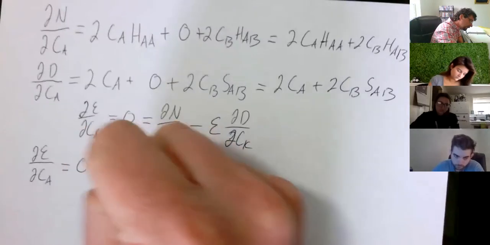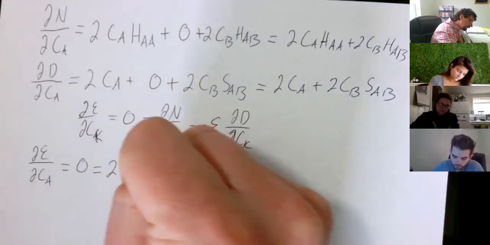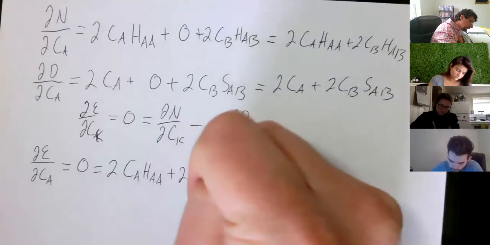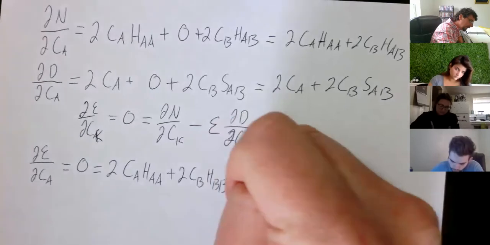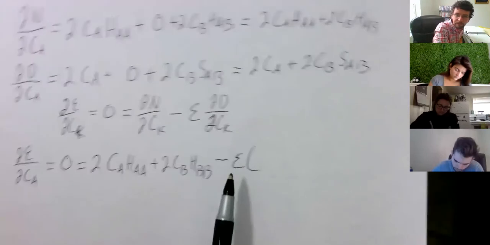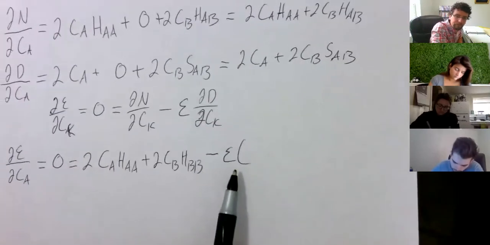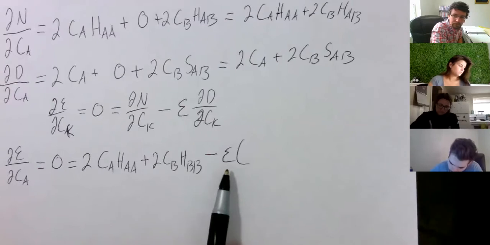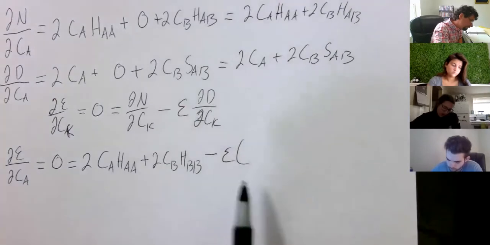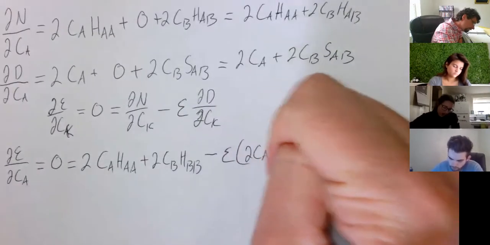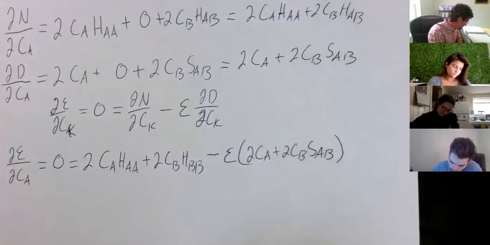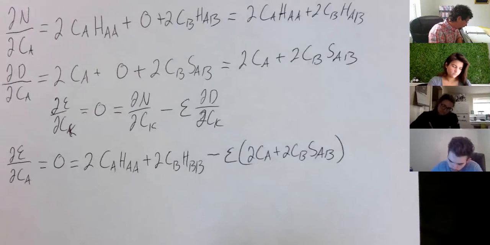So we get 2 CA HAA, CB HBB minus E times, what are we going to multiply E by? The second term of 2CA, 2CA SAB. SAB, right? Yep. Okay.